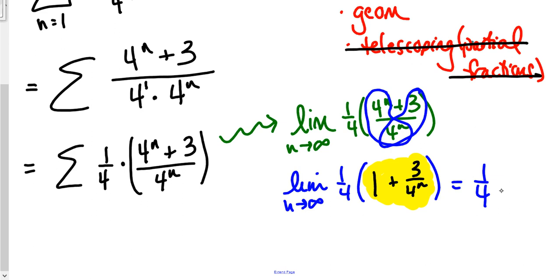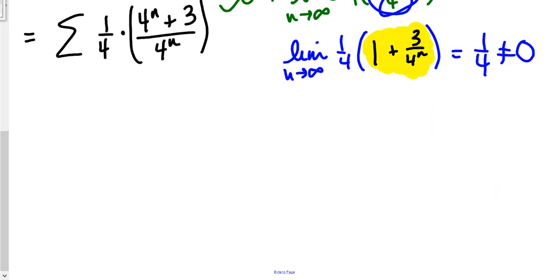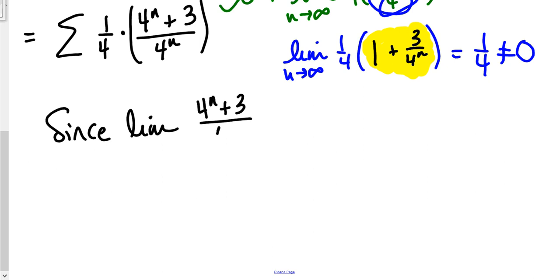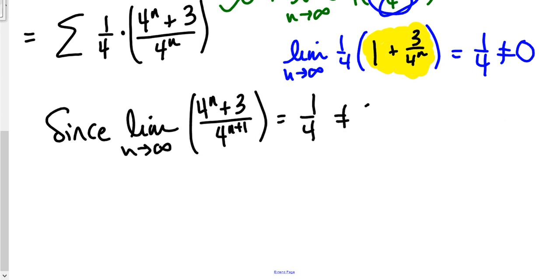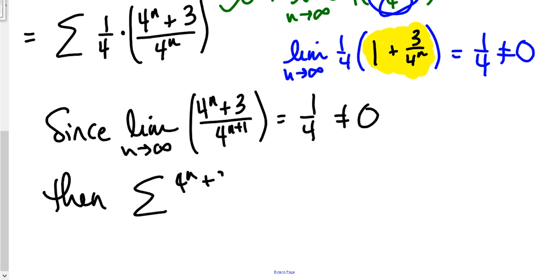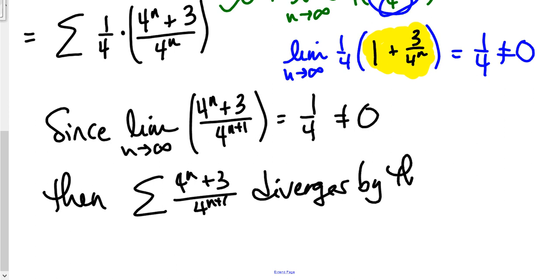And you know what's special about 1/4? It's not 0. Okay, so then I would write my classic sentence, since the limit, and this expression that I had was equivalent to what I started with, so I'm going to write it like that, the way that it was in the question originally. Since that limit is 1/4, and 1/4 is not 0, then the series diverges by the nth term test.